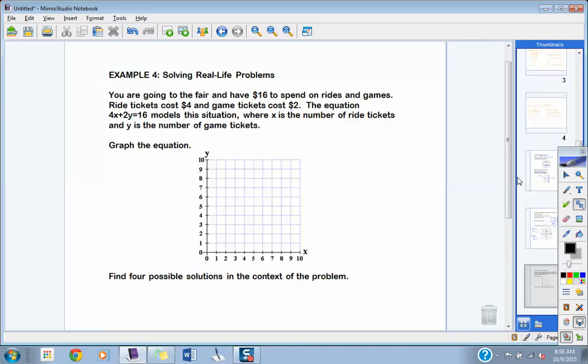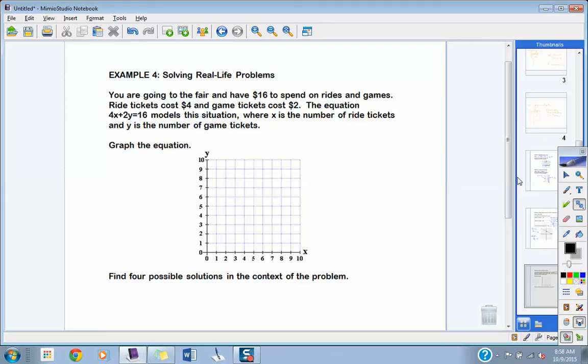You understand this equation as it relates to the $4 rides and the $2 games now? You can have so many rides at $4 a piece. You can play so many games at $2 a piece. That sum can only total up to the amount that you have. How much? Well, 16. X is the number of ride tickets. Y is the number of game tickets.